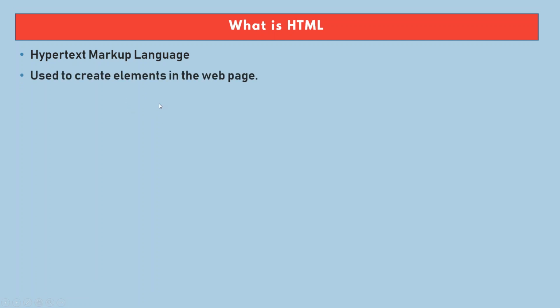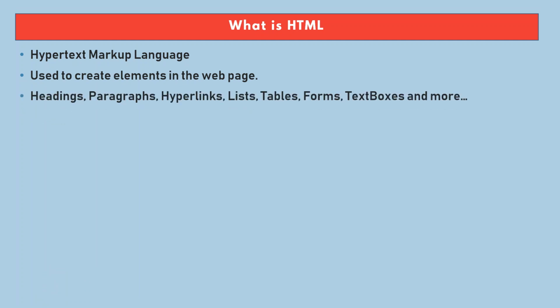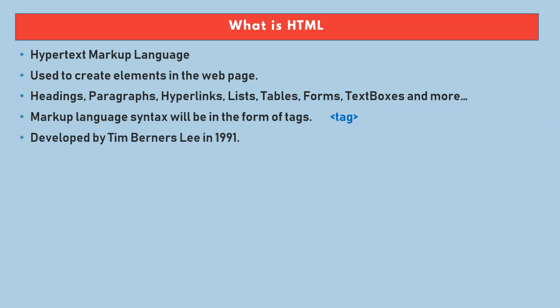What is the exact purpose of HTML? It is used to create elements in the web page. Elements means different items in the web page, maybe headings, paragraphs, tables, forms, different types of elements. Markup language syntax is in the form of tags, already told you this point. And this HTML was developed by Tim Berners-Lee in the year 1991. Tim Berners-Lee is said to be the father of the internet. So the internet we are using today was basically designed by Tim Berners-Lee.